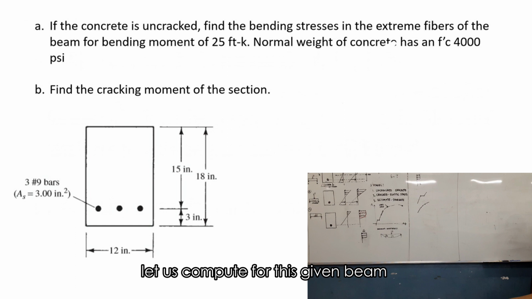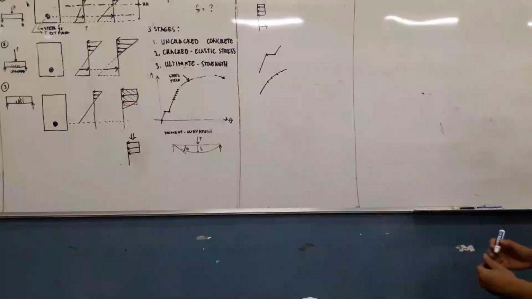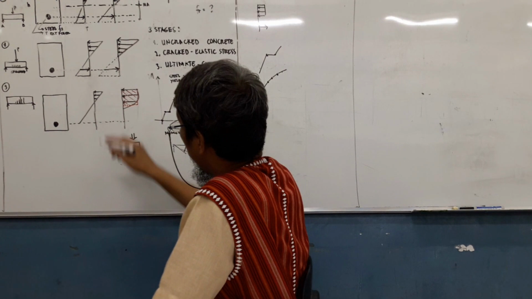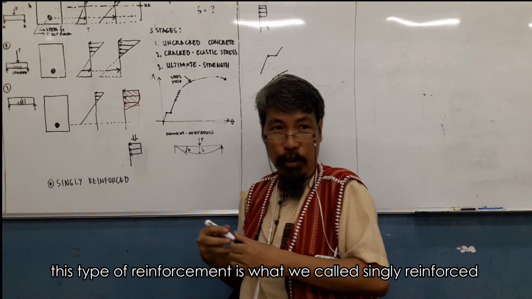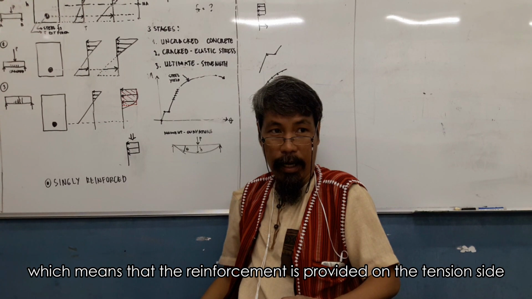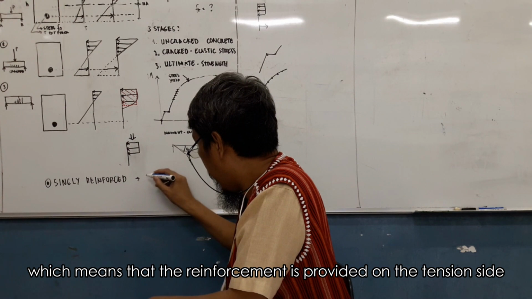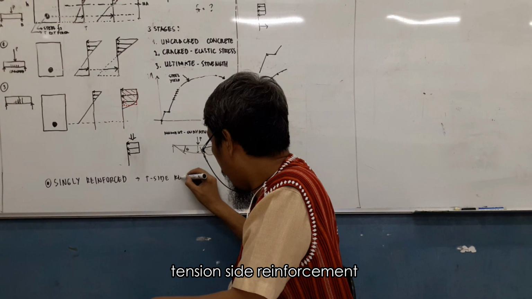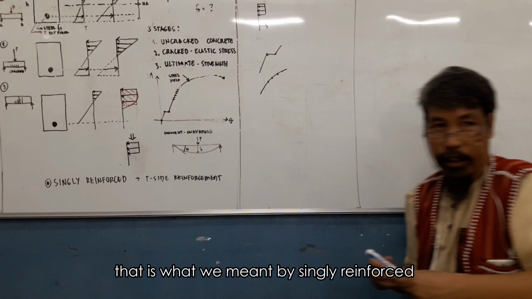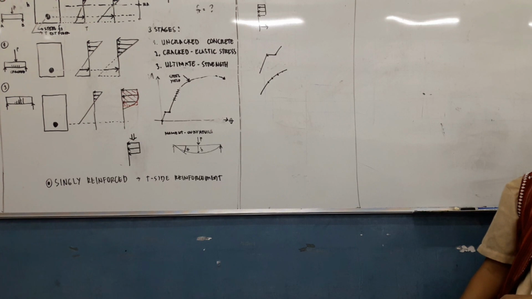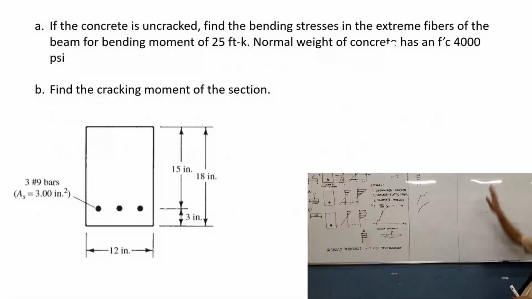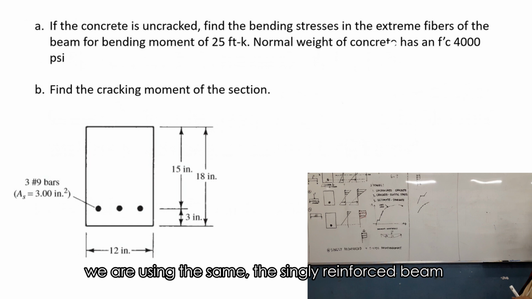This will be the beam. By the way, let us call this reinforcement. This type of reinforcement is what we call singly reinforced, which means that the reinforcement is provided on the tension side. That is what we mean by singly reinforced. Doubly reinforced means both sides have reinforcement, the tension side and the compression side. That is the technical term for what we have just described. So we are using the same singly reinforced beam.